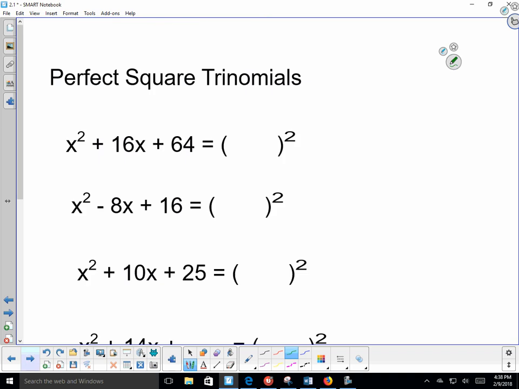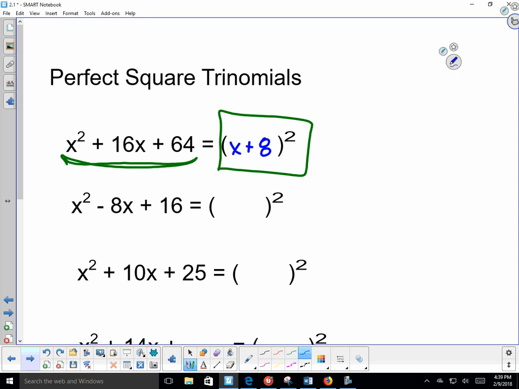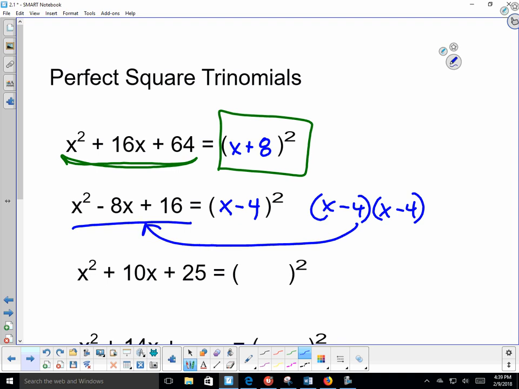First of all, perfect square trinomials, if you remember those. A perfect square trinomial is a special trinomial that can be rewritten as a binomial squared. So in this case, x squared plus 16x plus 64 could be rewritten as x plus 8 quantity squared. If I have x squared minus 8x plus 16, that could be rewritten as x minus 4 quantity squared. If you wanted to test it, you could multiply out x minus 4 times x minus 4, and you'll end up getting back to this.